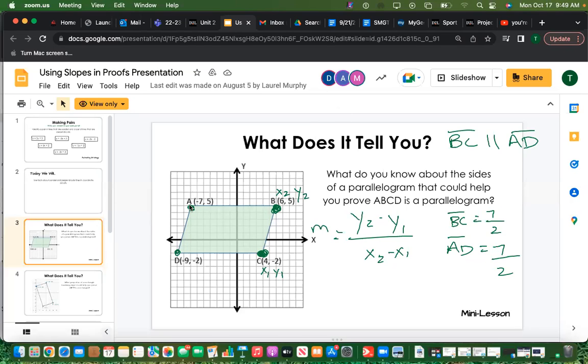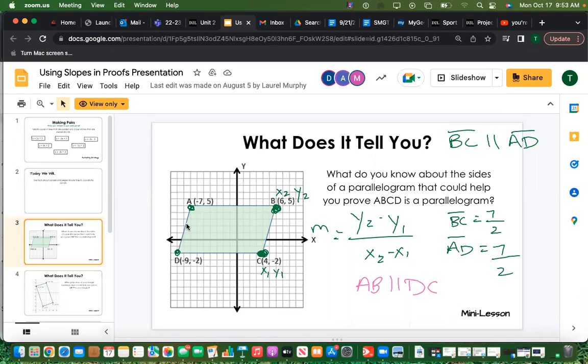If you will take a second, I want you to prove that AB is parallel to DC. So I want you to find the slope of each. And again, it should be the same. So what'd you get for the slope for this one?